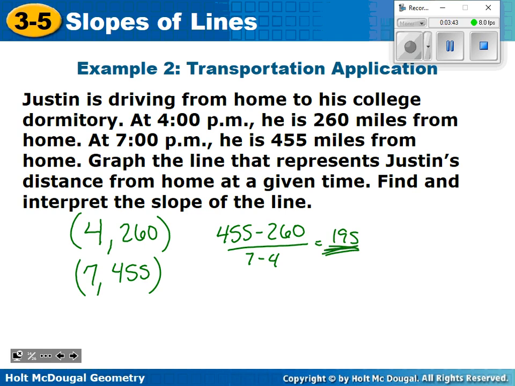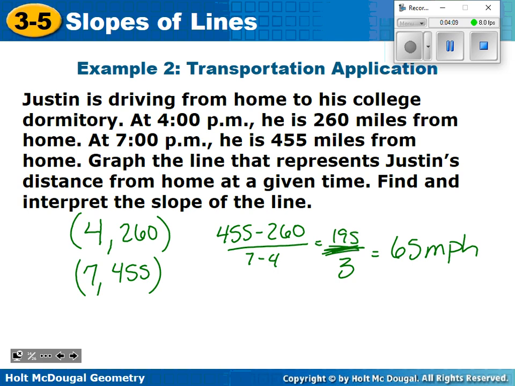Over 3, and that gave you 65 miles per hour. That is not a good enough answer. It says find and interpret, which means you need to give me a sentence starting with a capital letter, ending with punctuation that explains in context of this problem, what does 65 mean? So what would be your answer here?